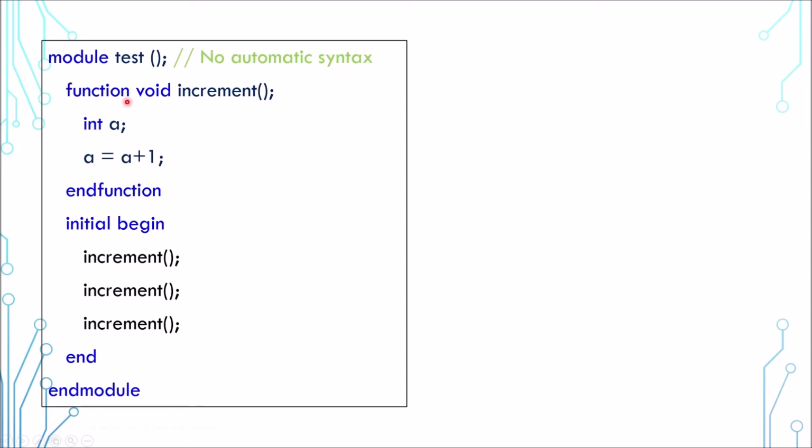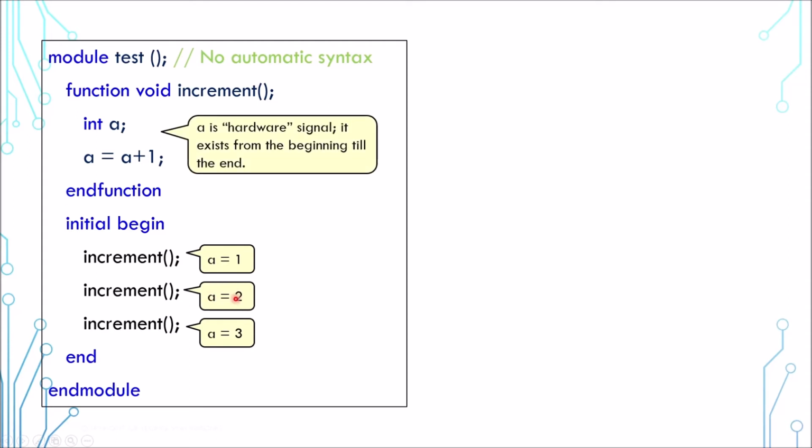The function here contains a variable a. It increments the variable in the execution. The function is then called 3 times. First time it is called a is 1, the second time a is 2, and the third time a is 3. This behavior is different from common software language.